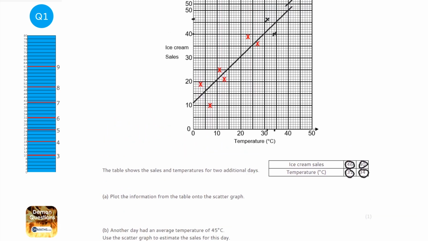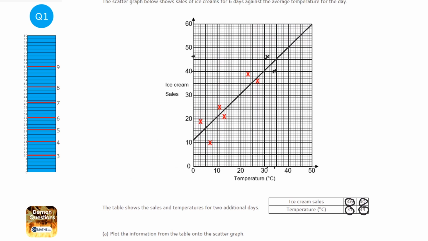So we've got an average temperature of 45 degrees. So we're going to draw a line up from 45 degrees, which is about there. Oh, the line didn't come up. It's refusing to come up for some reason. Let's try another one. There we go. Let's try another line. Okay, let's do it the old-fashioned way. Okay, and then we draw a line across from where it meets the line of best fit.